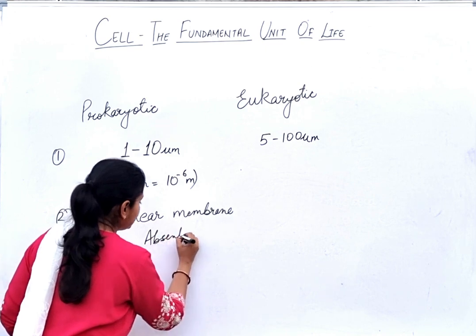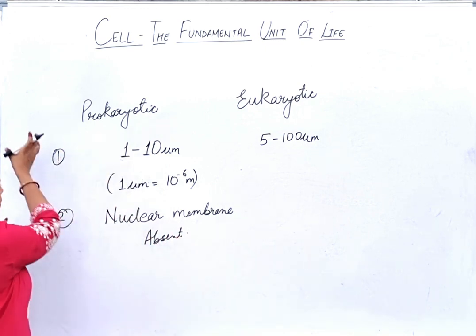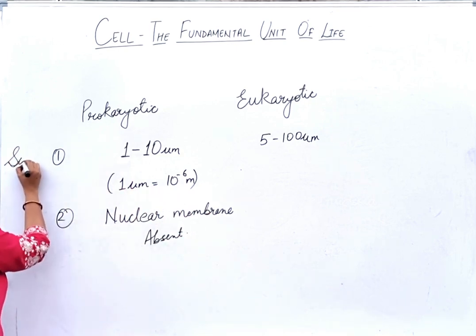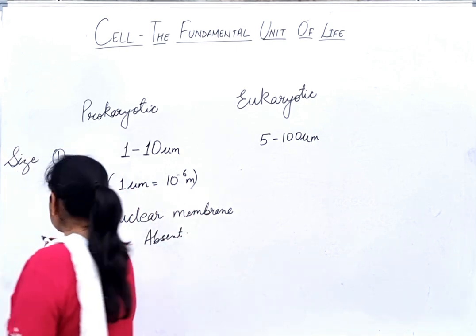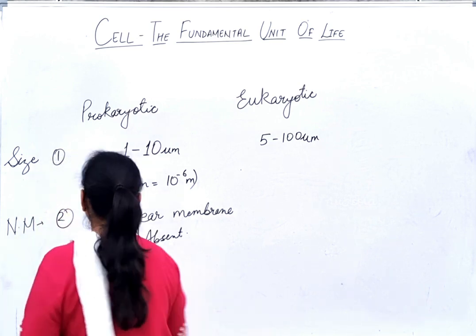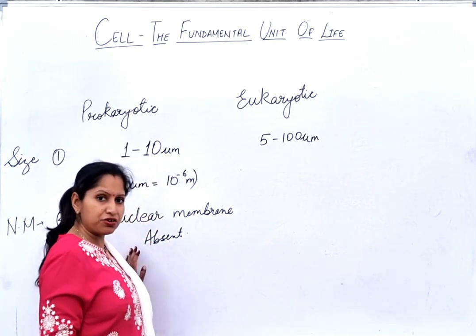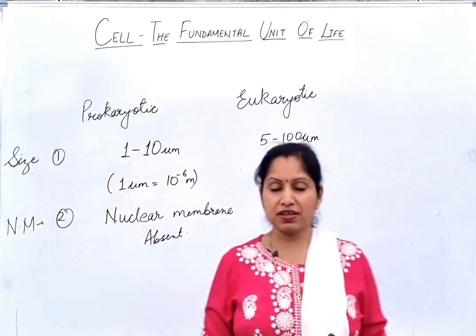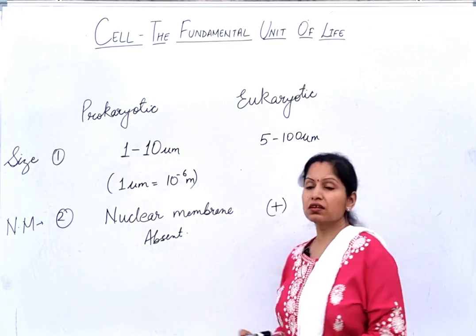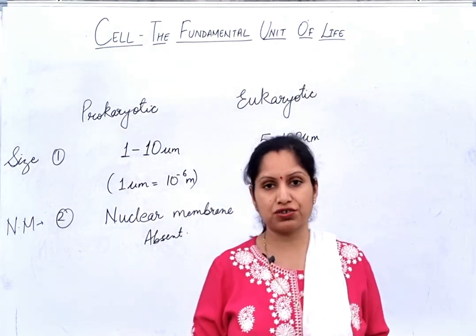So when you are writing the differences, just write the points and then write the differences. The first point will be size. The second will be nuclear membrane. And in this nuclear membrane, in prokaryotic, you will write that nuclear membrane is absent. And in case of eukaryotic organisms, the nuclear membrane is present.